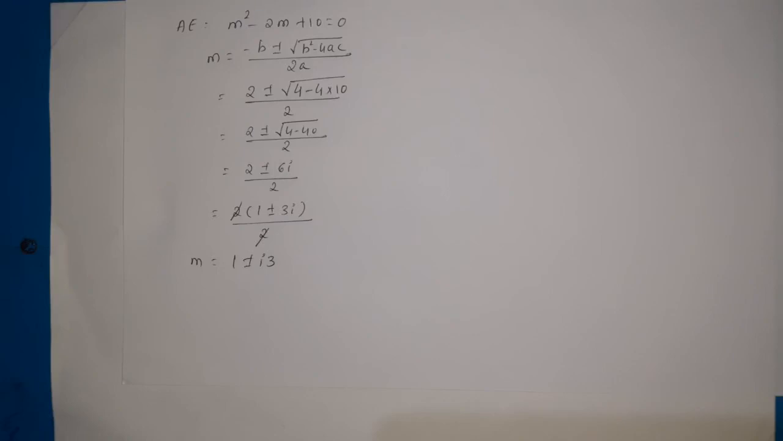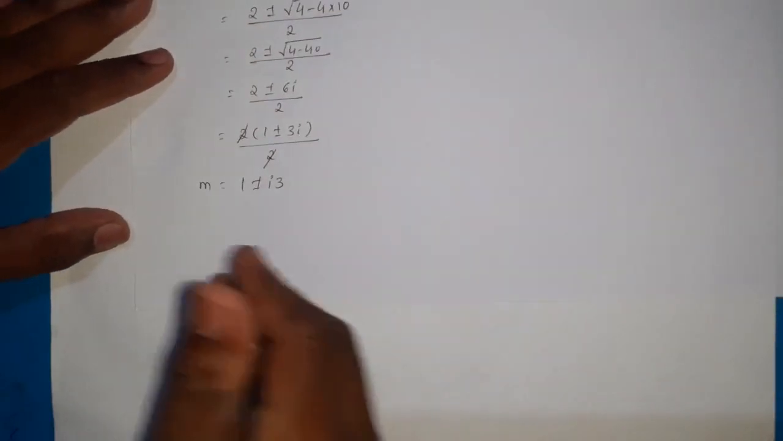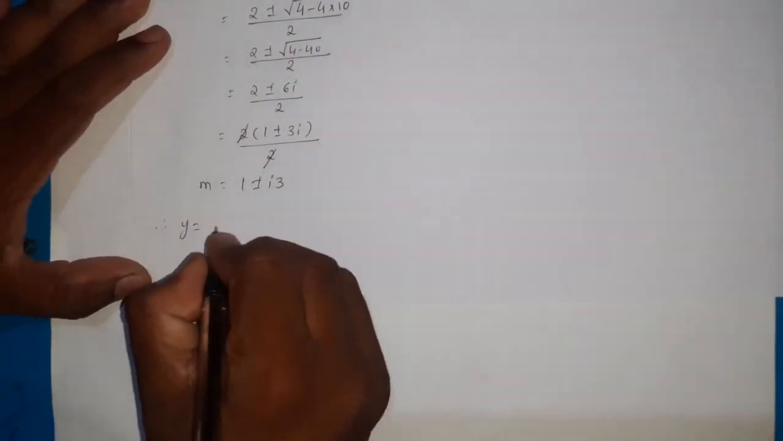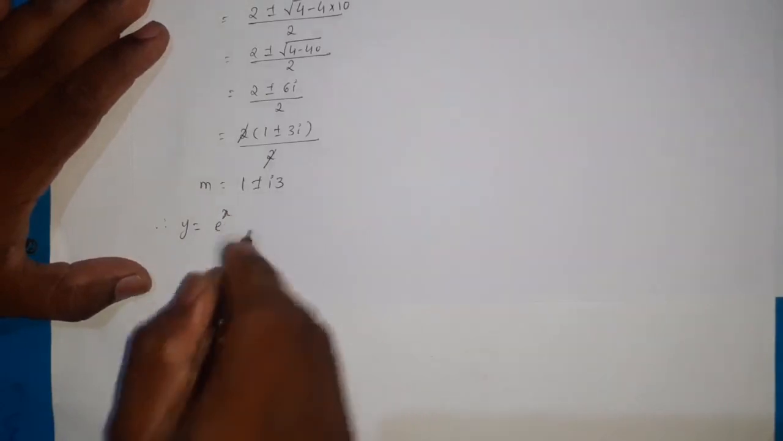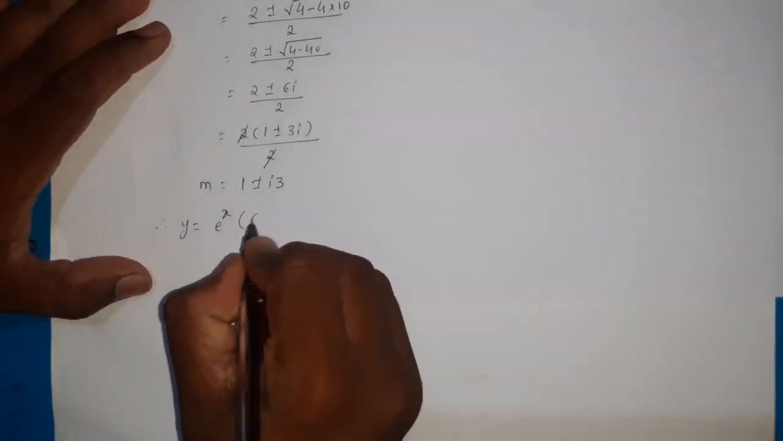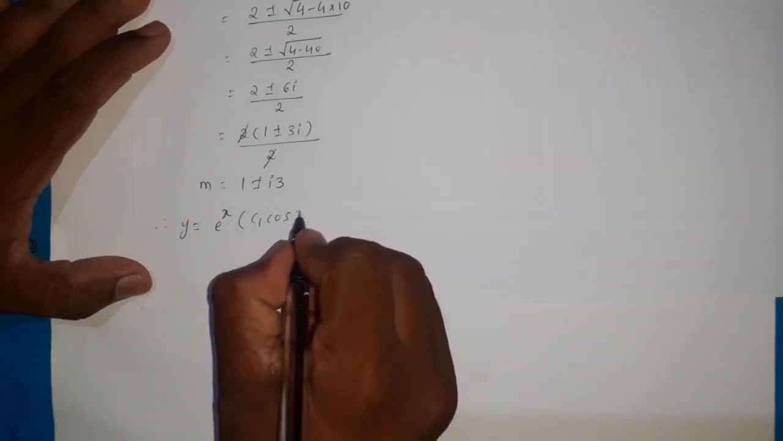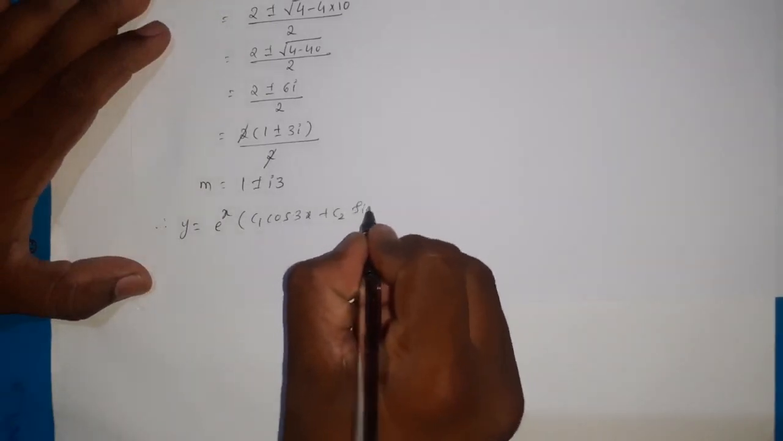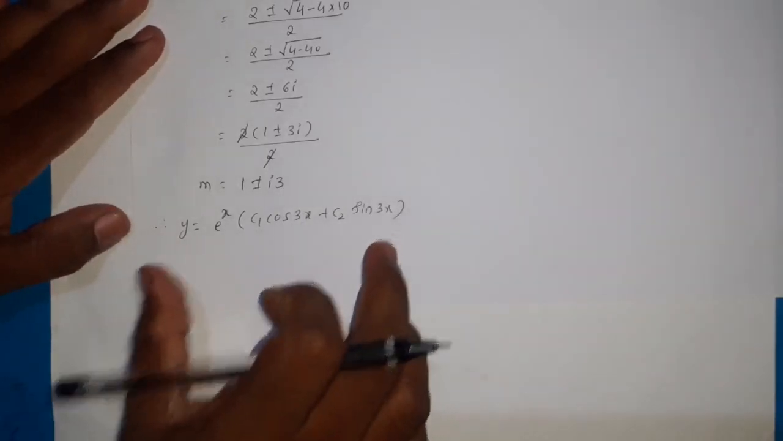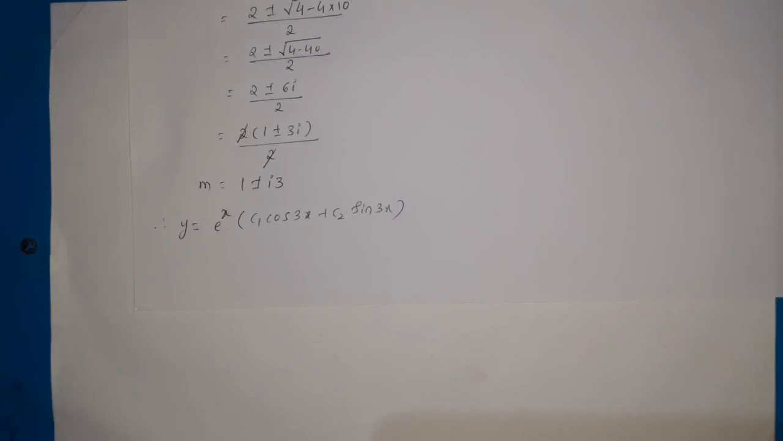So here m is having complex roots, means for the equation m square minus 2m plus 10 equal to 0, m is equal to 1 plus or minus 3i. Hence it is a pair of complex roots with real part 1 and imaginary part 3. So therefore y is given by e power alpha x, means e power x into c1 cos beta x, here beta is 3, plus c2 sin 3x. So it is the complementary function or the general solution of the equation.